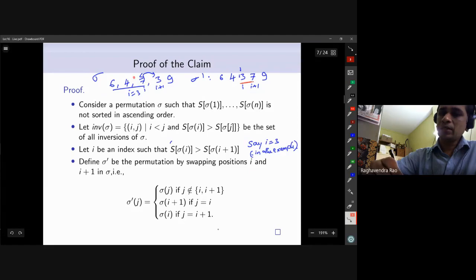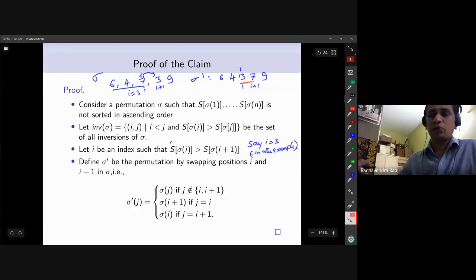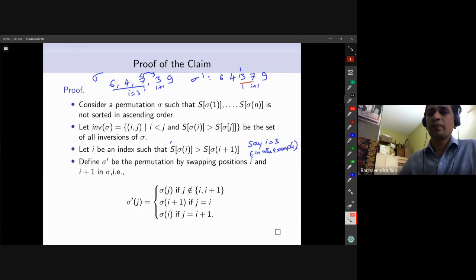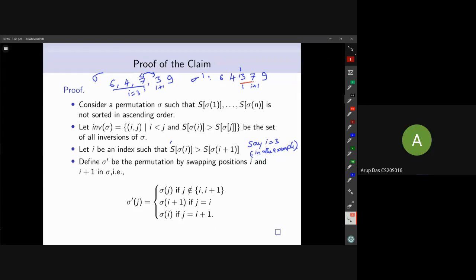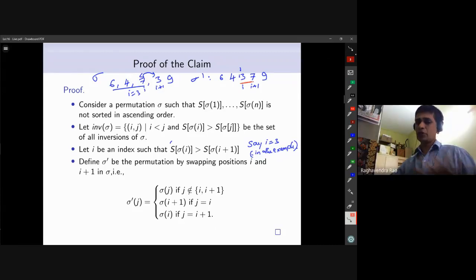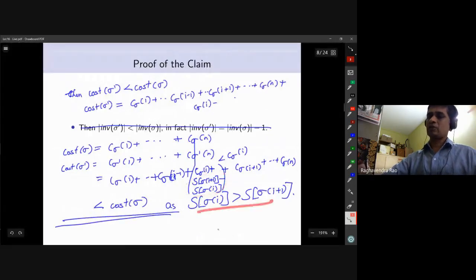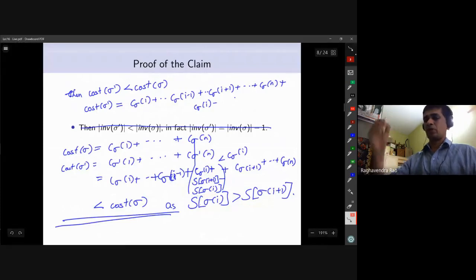Here it was C sigma I minus 1 plus S sigma I. Here it is C sigma I minus 1 plus S of sigma I plus 1. What is the difference in those values now? It is nothing but S of sigma I plus 1 minus S of sigma I. So only at that position there is a difference, and this number is negative because of this assumption, S of sigma I is greater than S of sigma I plus 1. Hence, cost of sigma prime must be less than cost of sigma. Is that clear now?